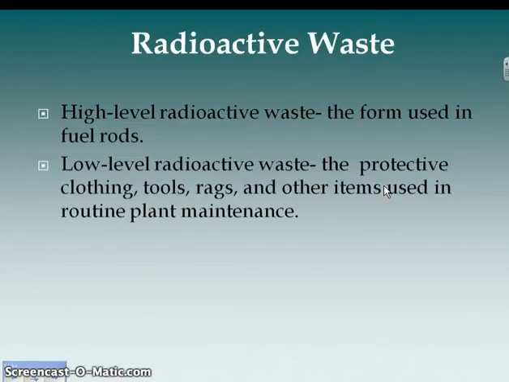We've got two levels: high level and low level. High level radioactive waste, that's the waste from the fuel rods, the spent nuclei. The low level radioactive waste, that's all the protective clothing, the tools, the rags, and other items. Both of these radioactive wastes are regulated, and what we do with them, that's all controlled by the government. Again, for safety reasons.